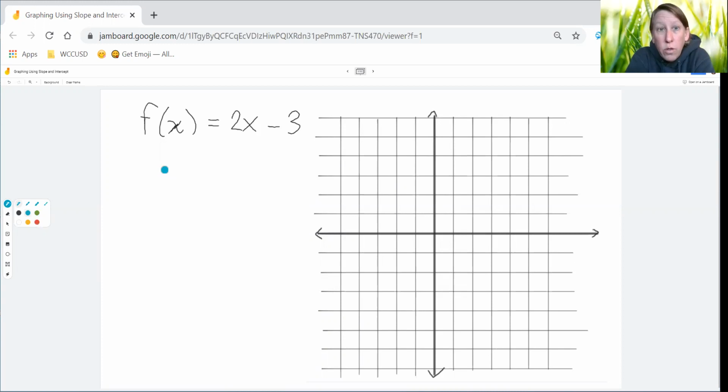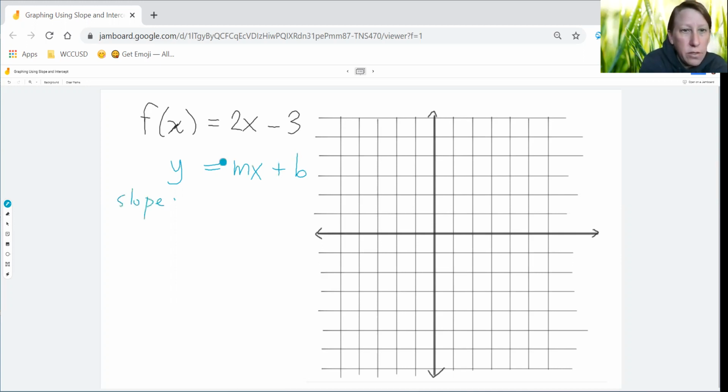Today, we're going to show you yet another way, which is to look at the numbers that are given to you in the formula or in the equation and use those pieces of information to graph. So the functions we've been giving you are in function notation, and they're also in y equals mx plus b form. This is called the slope-intercept form.